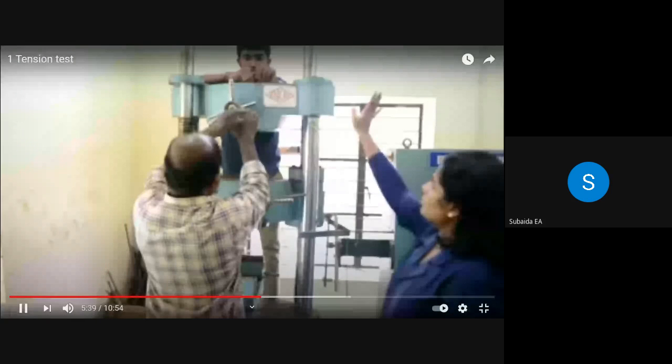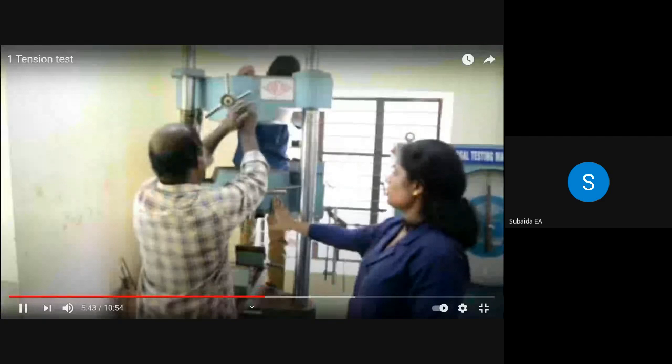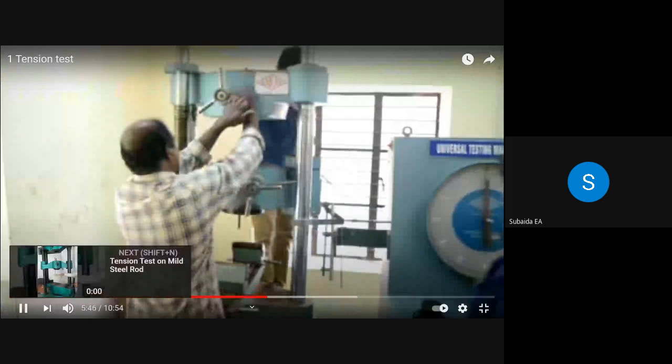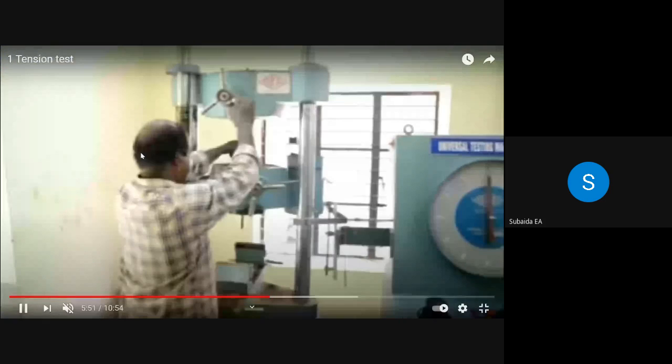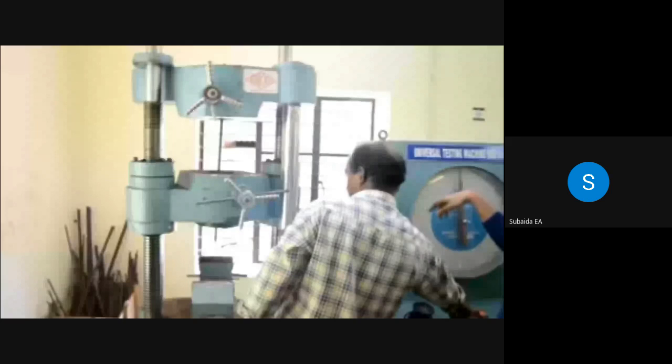So first we have to fix the top crosshead. These are both crossheads, the middle crosshead can be adjusted using this. Here the specimen is fitted between the top and the middle one. For this machine, the flexure arrangement is at the lower portion. That is why it is fitted there.